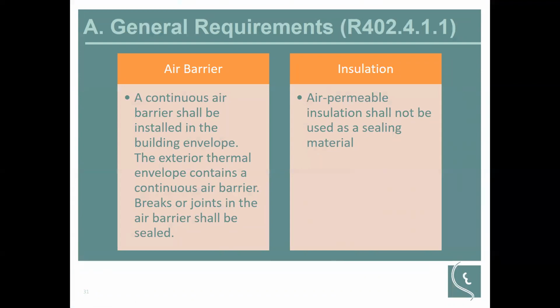On the insulation side, as has been pointed out in a couple of occurrences, make sure not to use any air permeable insulation as a sealing material. So most any batt products, whether that's denim, rock wool, or fiberglass, are all air permeable to some degree, and therefore should not be used as an air barrier.